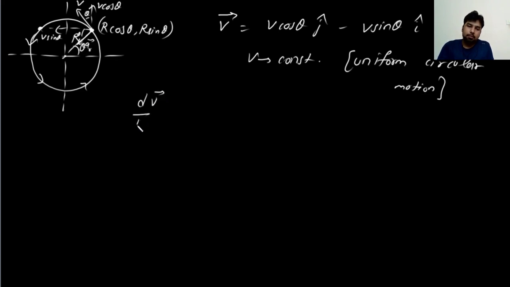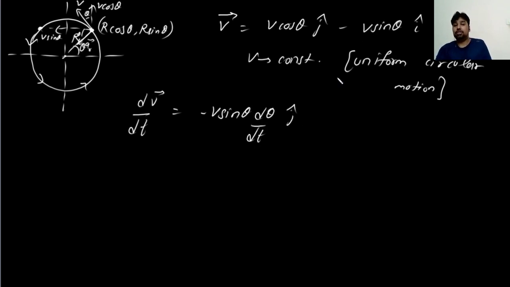dv vector by dt will be equal to v is constant, so no issues of differentiating v. Differentiation of cos theta is minus sin theta, and we are differentiating with respect to time. So this will become minus v sin theta d theta by dt j cap. Sin theta differentiation is cos theta, and because it's theta, we'll write d theta by dt more. So this will become minus v cos theta d theta by dt i cap.